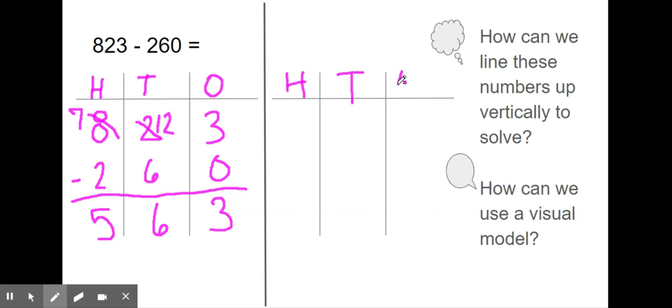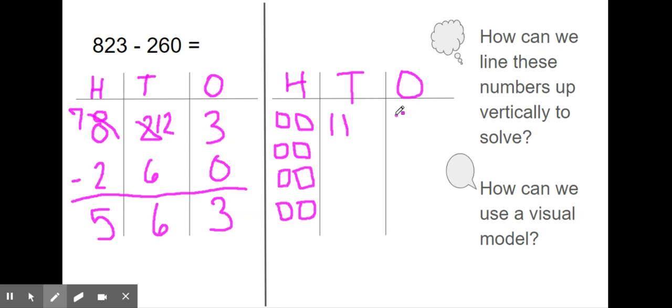Now let me try using the visual model. Hundreds, tens, and ones. So remember, I'm just going to model 823, not 260, because I'm taking that away. So I have 8 hundreds, 2 10s, and 3 ones. Okay, let's start solving. So first I have to take away no ones, so that means I still have 3.